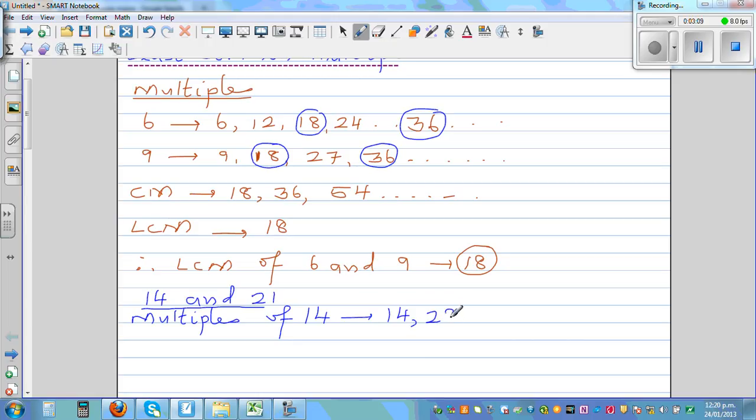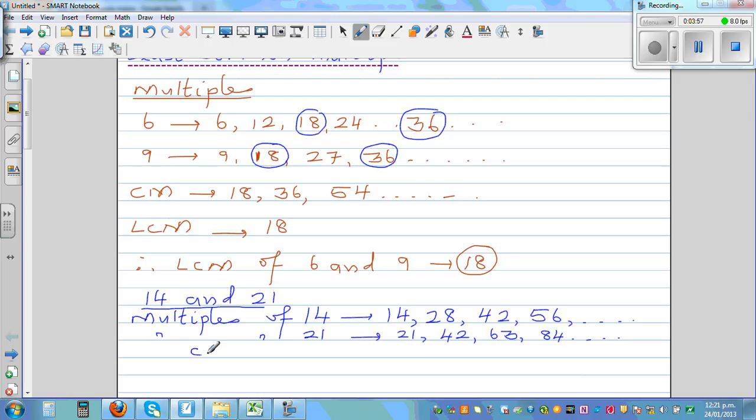14 times 2 is 28. 14 times 3 is 28 plus 14, so 28 plus 10 is 38 plus 4, which is 42. Then you add 14 to this, so 56, and so on. Which are the multiples of 21? Multiples of 21 are 21, then you have 42. If you add 21 to this, how much will you get? 63. Am I right? Yes. If you add 21, you get 84, and so on.